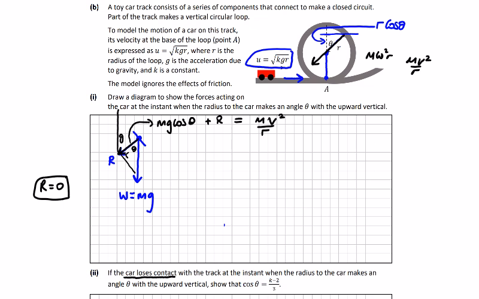So the forces, if we get it down into v squared, which we will need, is going to be mg cos theta plus R, which will be equal to 0 in this question, is equal to mv squared over r. So if it loses contact and R is 0, dividing by m, v squared is equal to just r g cos theta.